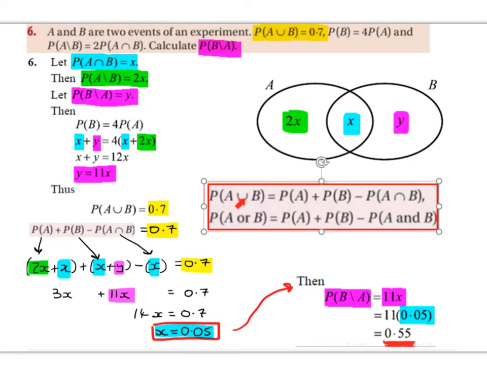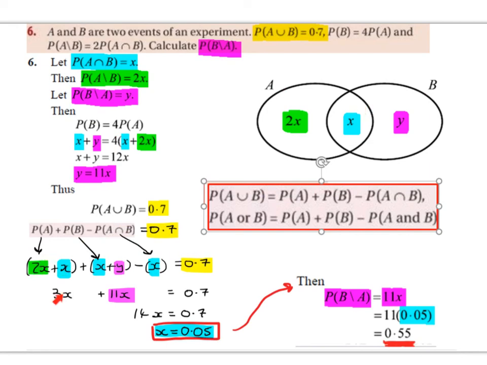So the probability of A union B is the probability of A plus the probability of B minus the probability of A intersection B. So it's the probability of A, set A, plus the probability of B, set B, and then you subtract one intersection. So the probability of A is 2X plus X. The probability of B is X plus Y. And then minus the probability of the intersection, so just minus the X. And again equal to 0.7.